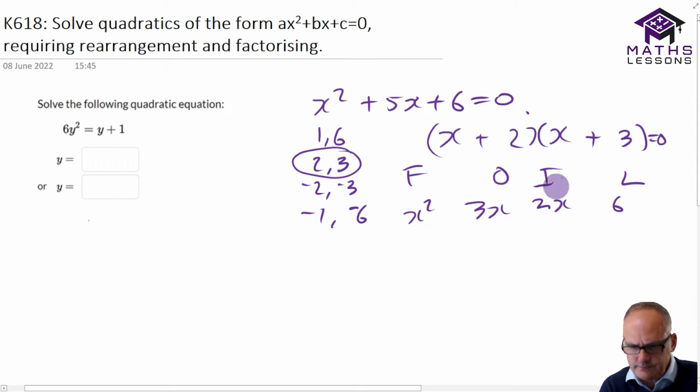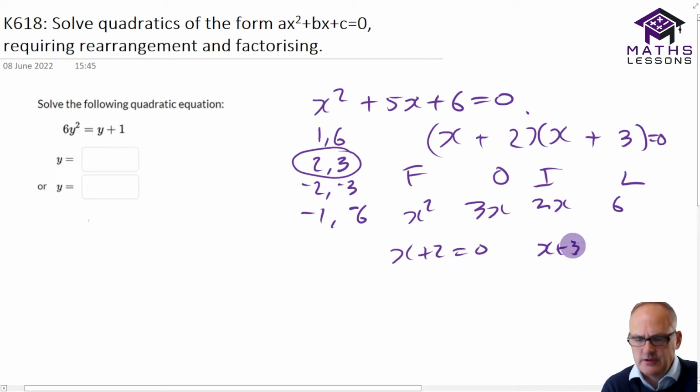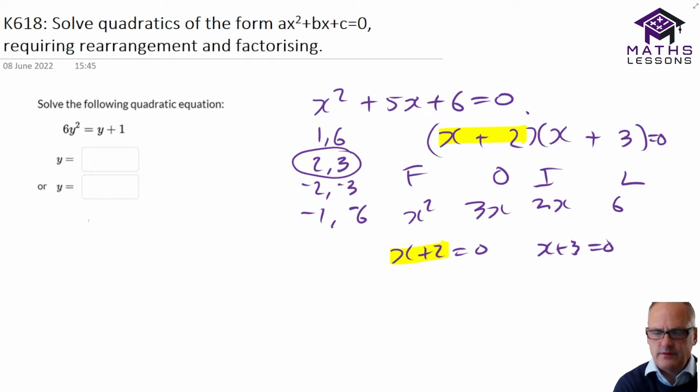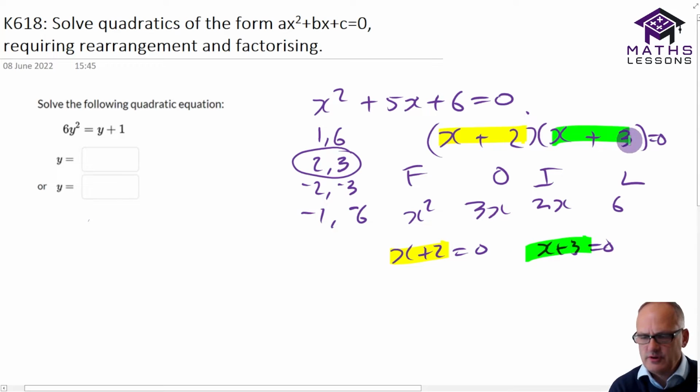Right, so having done that, I realise I've got one number times another number must equal 0. So I've either got x plus 2 equals 0, or I've got x plus 3 equals 0. Let's just see that highlighted. So I've got this number, and I've got this number. Remember, x plus 3 will be a number, and x plus 2 will be a number. So the yellow number times the green number must equal 0, which means either the yellow number or the green number must equal 0. And you can see that x equals -2, x equals -3 gives me the solutions to this question.